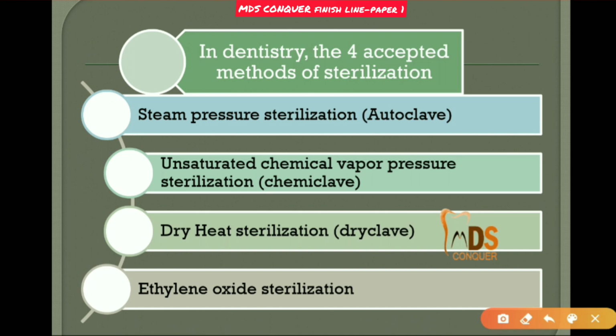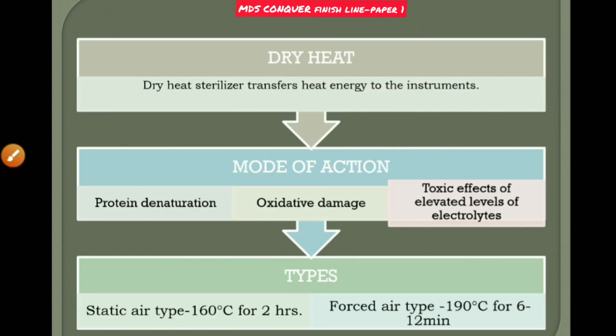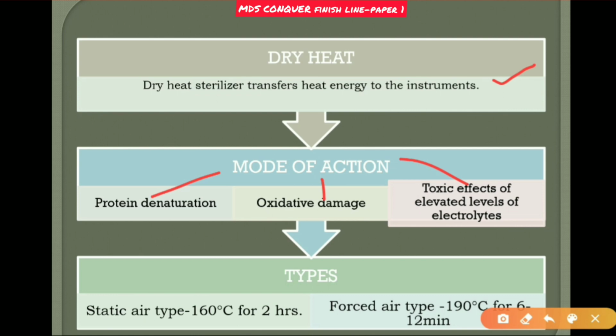So in dentistry, there are four accepted methods of sterilization: autoclave, chemiclave, dry heat, and ethylene oxide sterilization. The dry heat sterilizer transfers heat energy to the instruments, and the mode of action is protein denaturation, oxidative damage, and toxic effects of elevated levels of electrolytes. And these are the types: static air at 160 degrees Celsius for 2 hours, and forced air type at 190 degrees Celsius for 6 to 12 minutes.